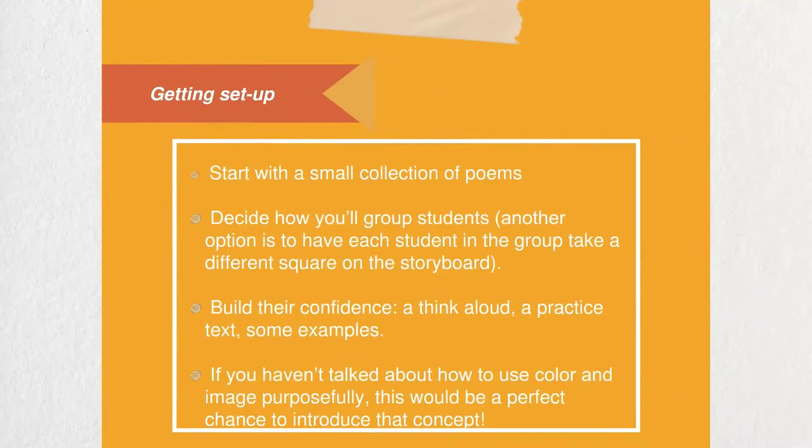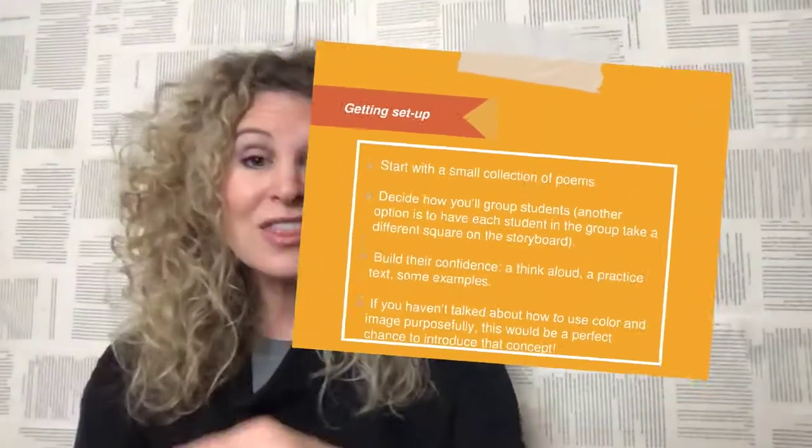The fourth thing is that if you haven't yet talked about how to use color and image, this would be a really great opportunity to talk about how to use color and image in purposeful ways. So you can talk about all the different ways that red represents emotions and how is that different than the color black, and how is that different than the color yellow, and what is the purpose of a circle versus a triangle or a square. So you're really getting them to start to think metaphorically, right? And so I think that's really key.